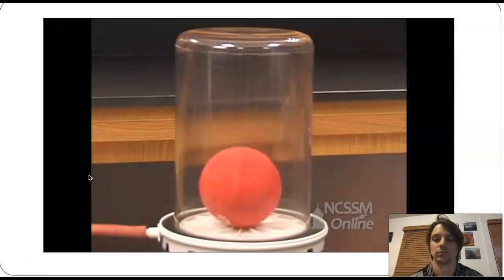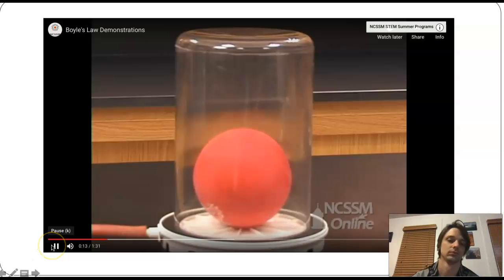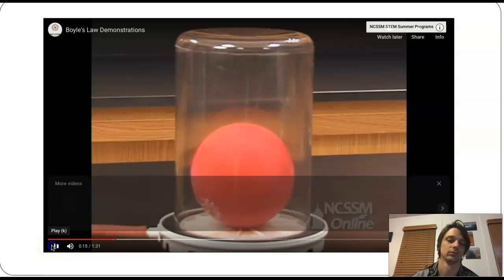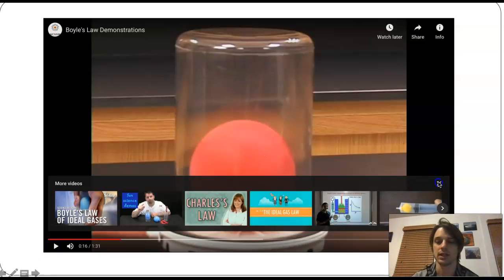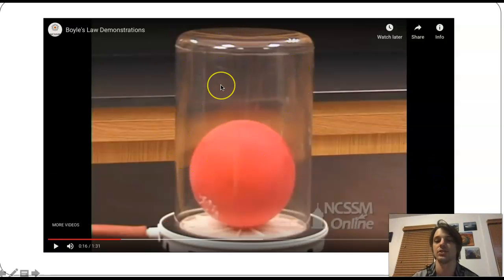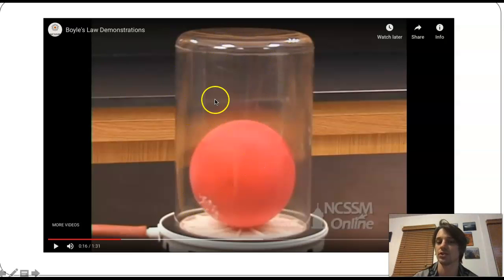In a demonstration of Boyle's law, we'll place the balloon in a vacuum bell jar. We'll apply a vacuum, which basically pumps out the air in the bell jar. All right, so what's happening here is the gases in this bell jar are being removed through the vacuum. They're being removed, so the pressure in the bell jar is going down.